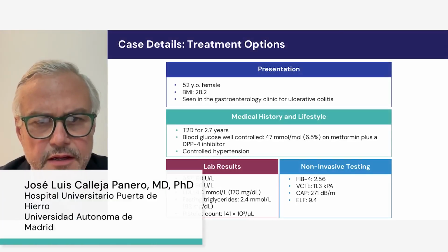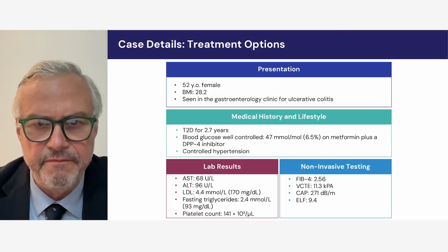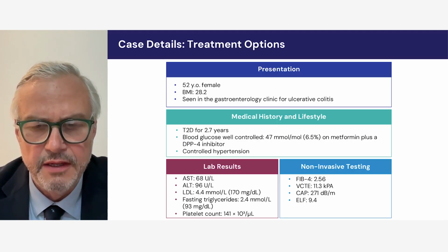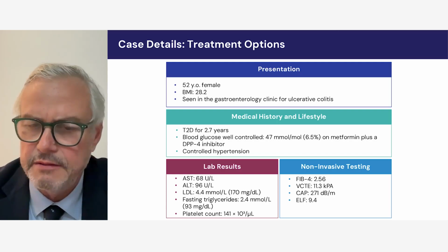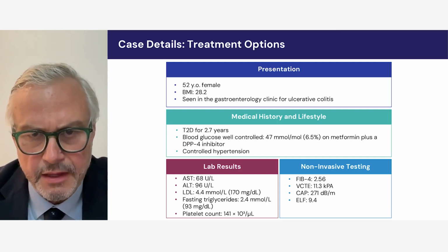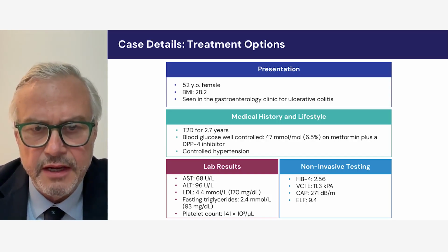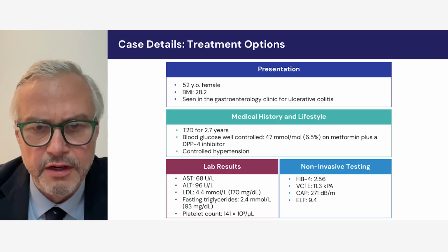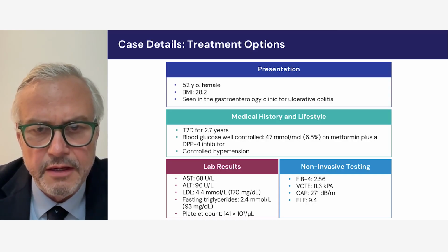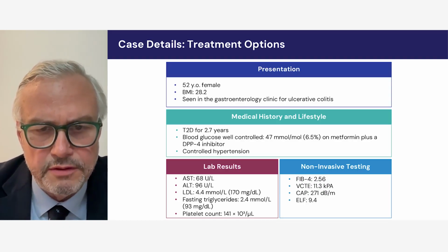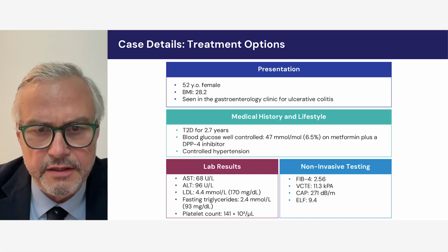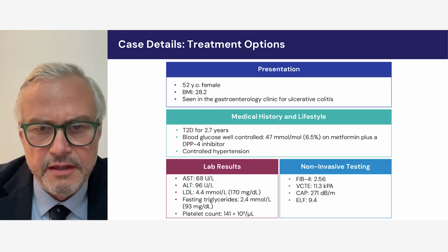So in this case that we are presenting, we have this lady with a FIB4 value of 2.56, which is an intermediate value, with a VCTE of 11 kilopascals, which is mainly like an F2, F3 patient, with an ELF of 9.4, and it rules out the presence of fibrosis.